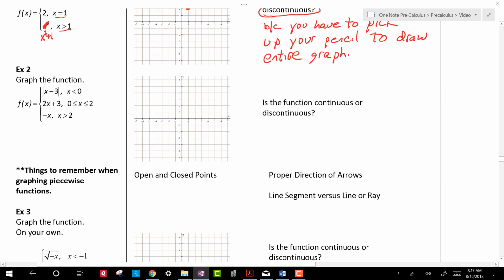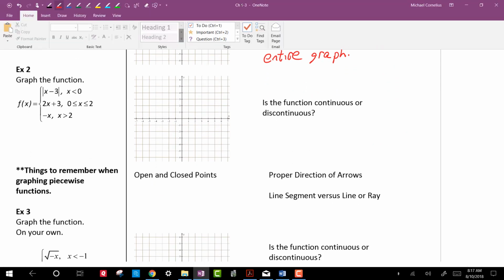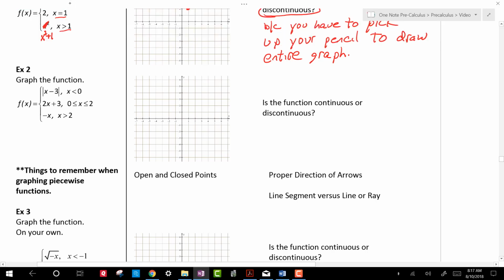It says graph the function. And again, just like the warm-up, I'm given 3 different pieces here. And I want to graph each piece, ignoring the other pieces just for the moment. So I'm going to graph, this first one here is like graphing y equals the absolute value of x minus 3. And I'm only going to graph it when x is less than 0. So again, you might need to start out by graphing more of this and then erasing the parts.